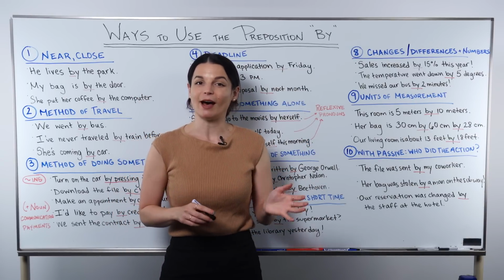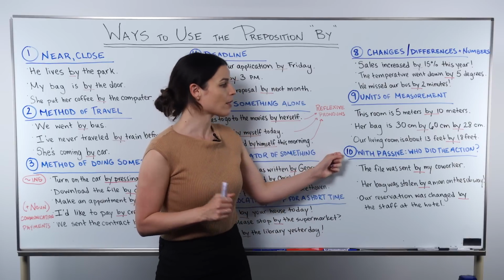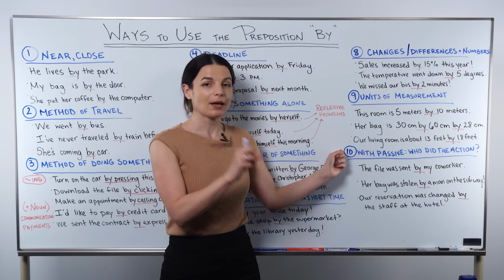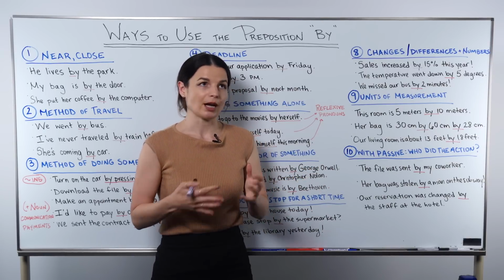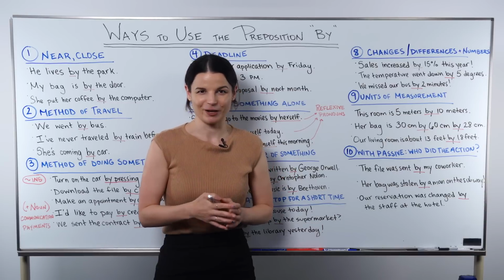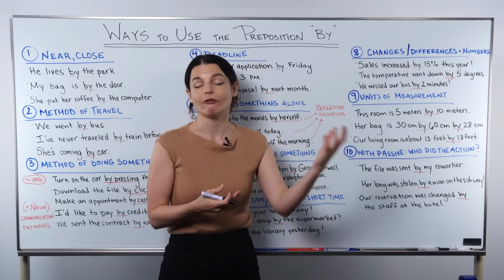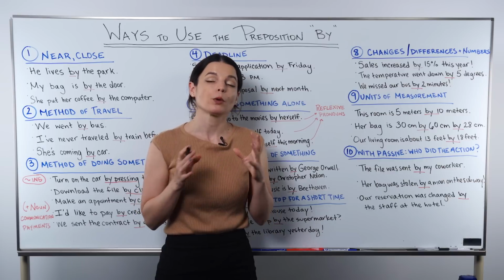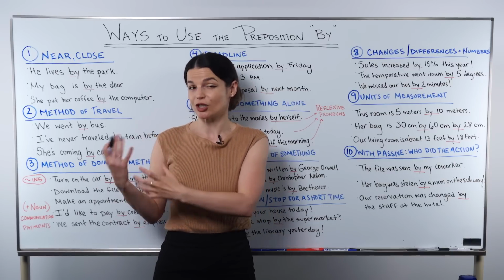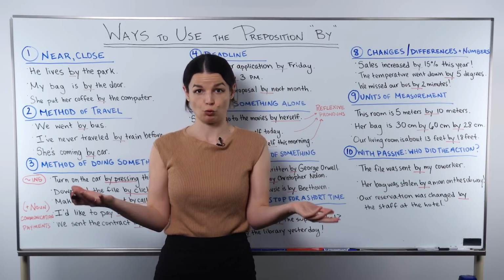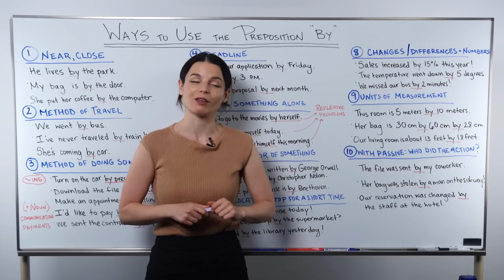The last use of by I want to talk about is with passive. We use passive sentence structures sometimes to hide information, or if we don't know who did an action, or if we just want to focus on the effects of the action. But sometimes we want to share at the end of the sentence who did the action. We can do that with by.